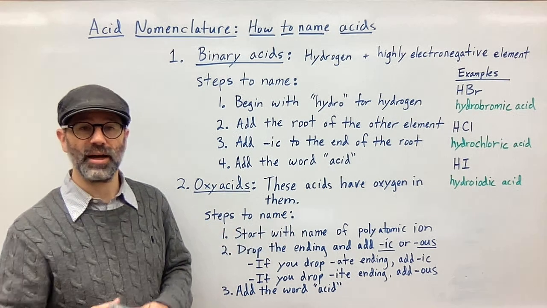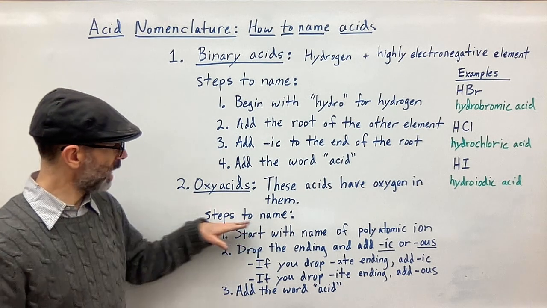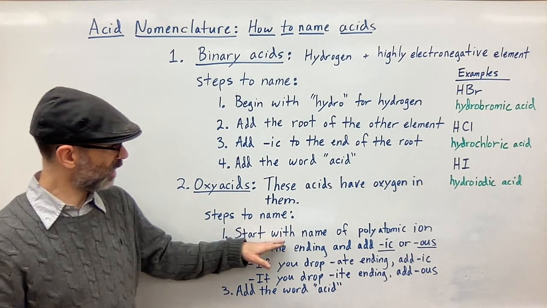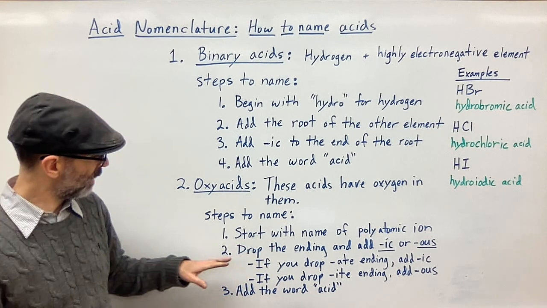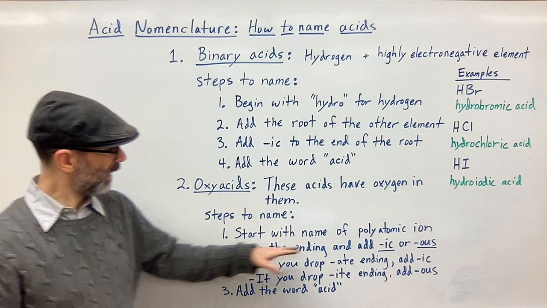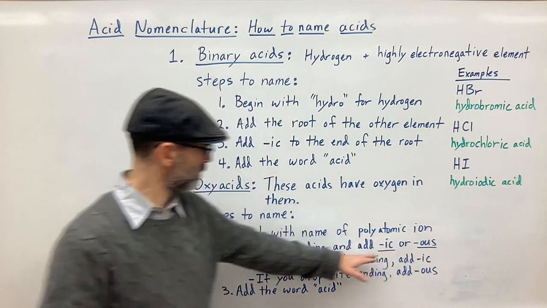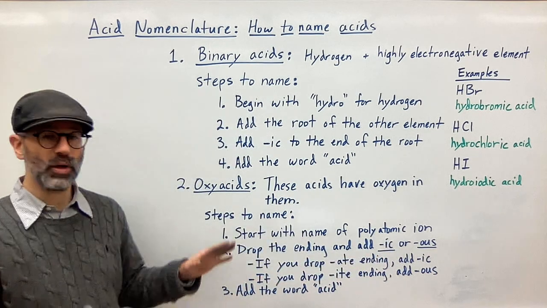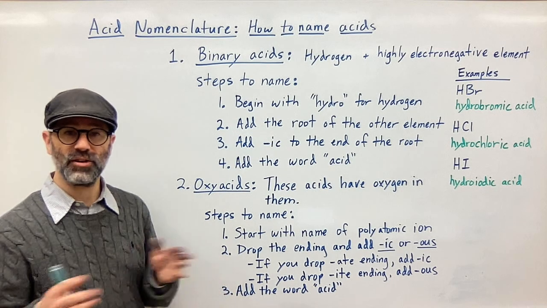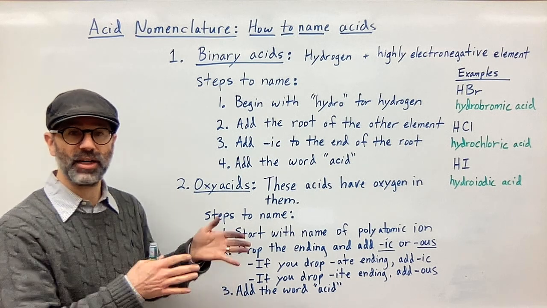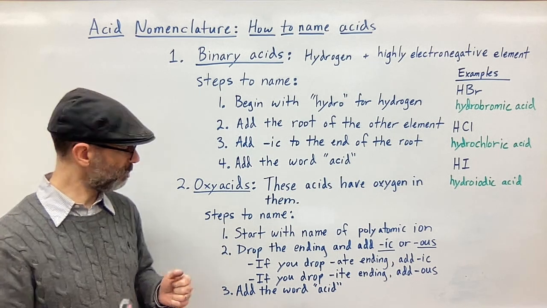to the ions. So the way you're going to name those is you start with the name of the polyatomic ion, right? And then you're going to drop the ending and add IC, or you're going to add OUS. Depending on what the ending of your polyatomic ion is, that's going to determine whether you add the IC or the OUS at the end of the polyatomic ion name.